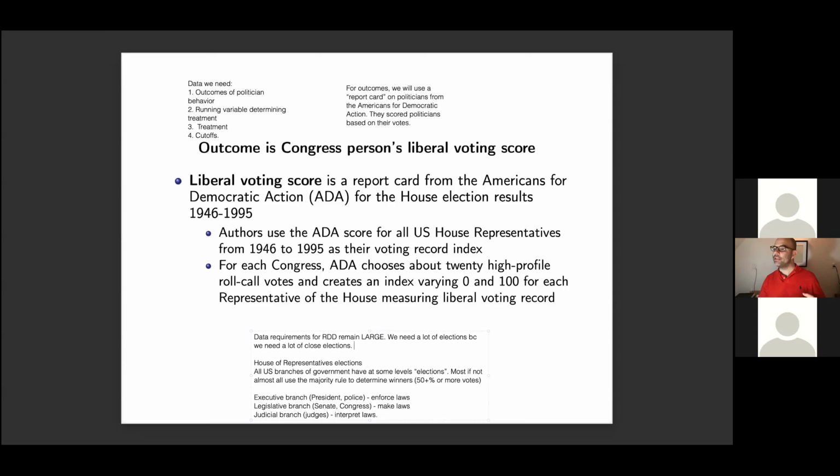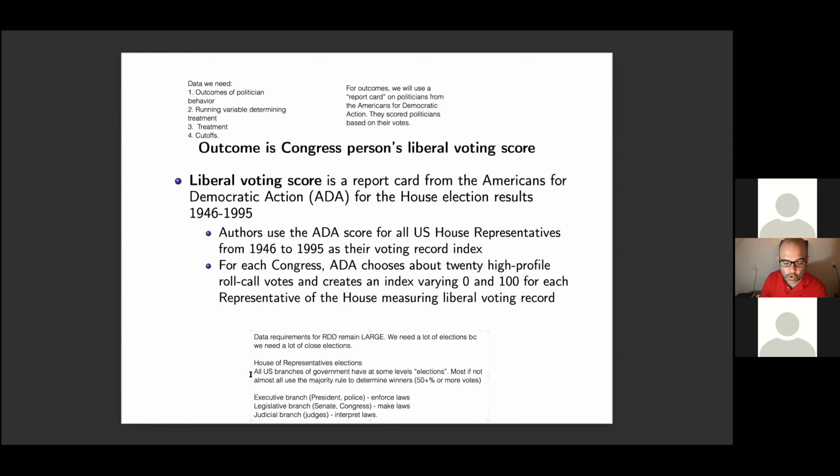Even though, theoretically, you don't need all that data for identification, you are going to need it for estimation. For identification, it's all at that limit, all at the cutoff. But for estimation, because you're doing all that extrapolation, you need all the data just to identify the causal effect at the cutoff. This is something you have to remember.